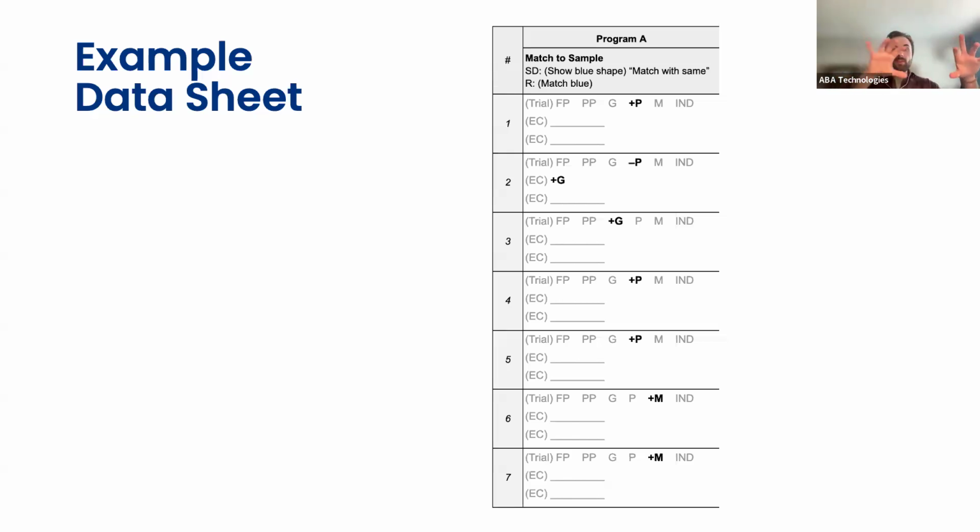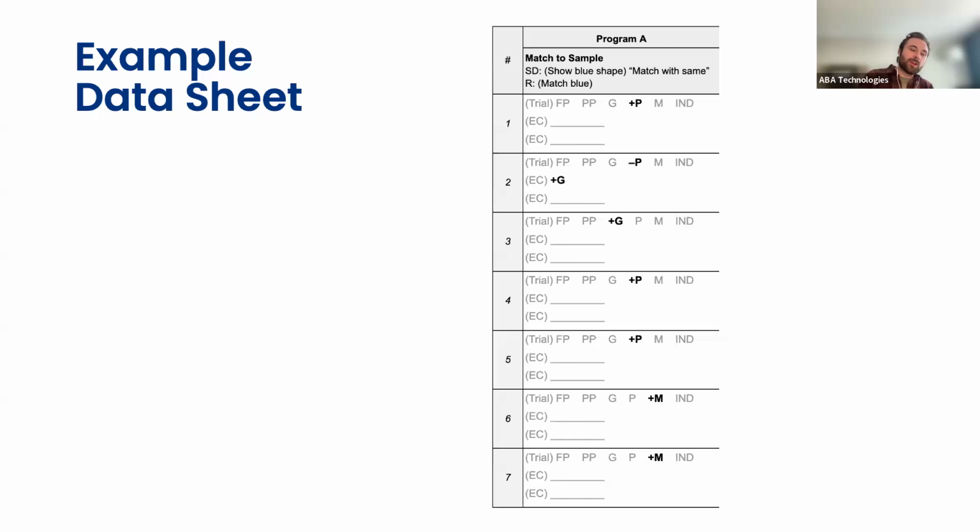Okay, so this one's showing a match to sample, but there are two other programs in two separate columns, and for each program there's an assigned prompt hierarchy. And in gray, we've got the prompt hierarchy outlined. Over top of the gray, the technician has this sheet in a plastic sheet protector, and they've got an Expo marker. And they're going through the role play. And as they go through the role play, they're indicating what prompt they used. Okay. So I used a positional prompt and the learner got it correct. So P with a plus.